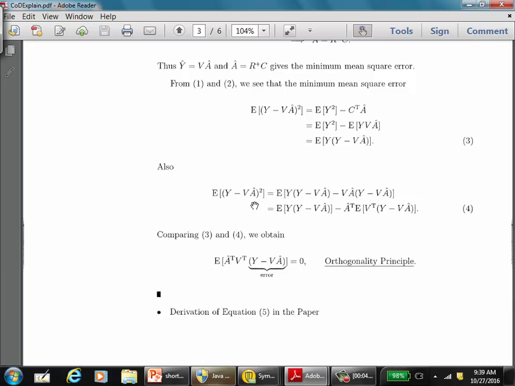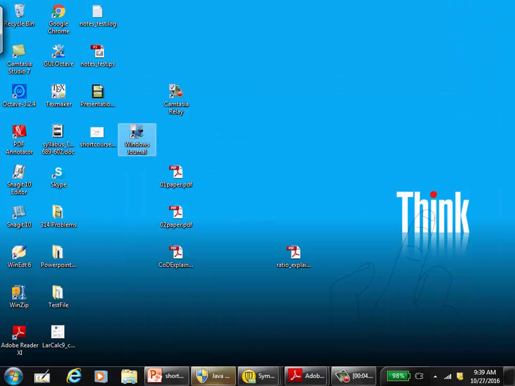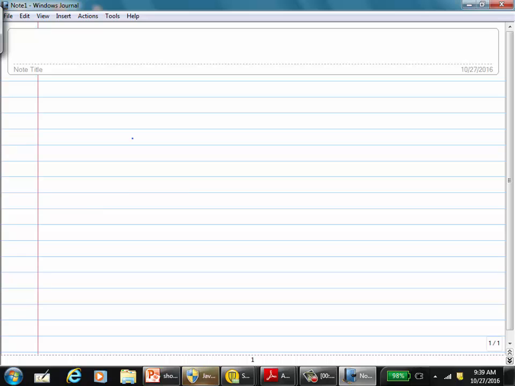Let me open another window and show you why the orthogonality principle will hold. Suppose you have a subspace here, and let's say this is the zero vector. This is some line. You want to project it onto that subspace. What is the projection going to be?